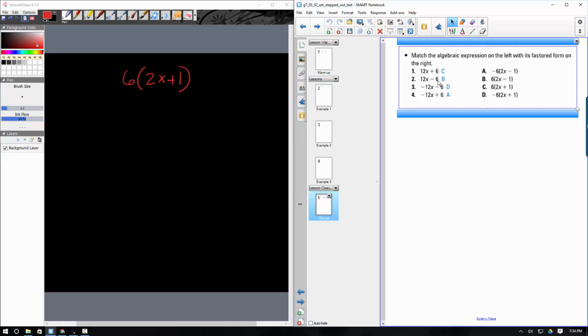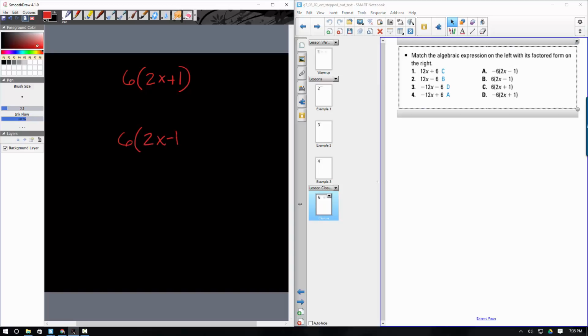Then I would look at this one here, and let's say that I take out a 6. So I could do 6, and then I have 2x minus 1. And so that's B. And then for this one here, they both have a negative, so I'm going to take out a negative 6 this time. This is for number 3. And that would be 2x plus 1, because negative 6 times positive 1 is negative 6, which is what I'm going for here. And that's this one here.